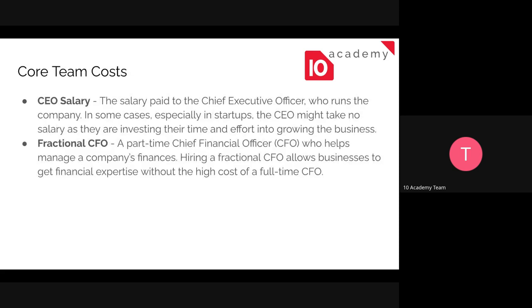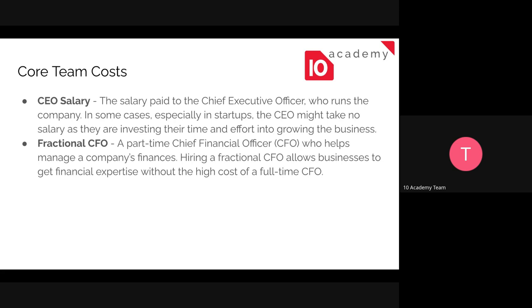The next one is core team costs. The first one is CEO salary. For startups, we don't have a CEO salary because the CEO is also going to invest in the startup. Basically, CEO salary is a salary that's paid to the chief executive officer, who runs the company. For example, in startups, as I have already said, the CEO might not have a salary since they are going to invest.